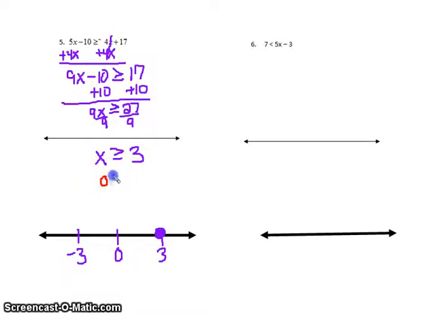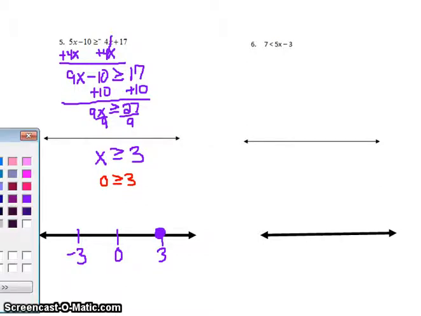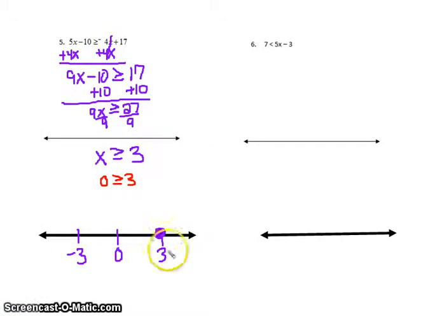And if we check our 0, is 0 greater than or equal to 3? Not last time I checked. So we don't want the side with 0. We want to go greater than 3. 4 is greater than 3. 5 is greater than 3. 10 is greater than 3. They're all in this direction.